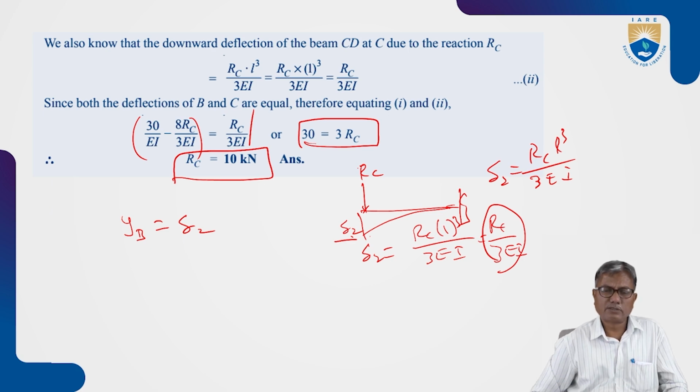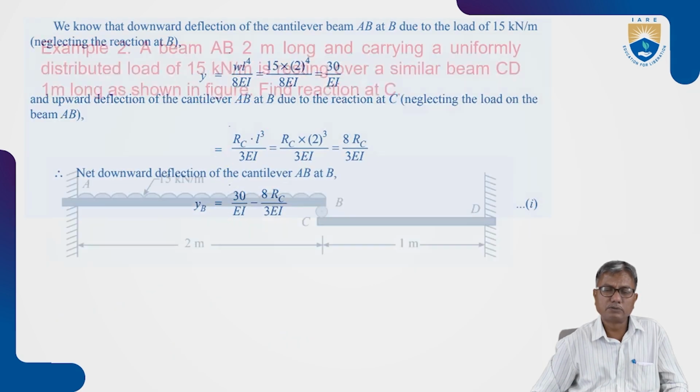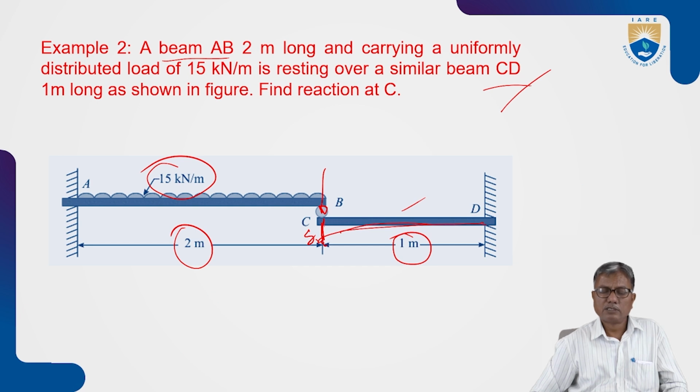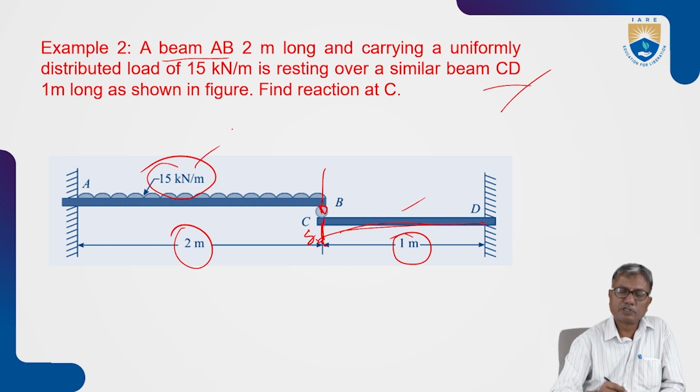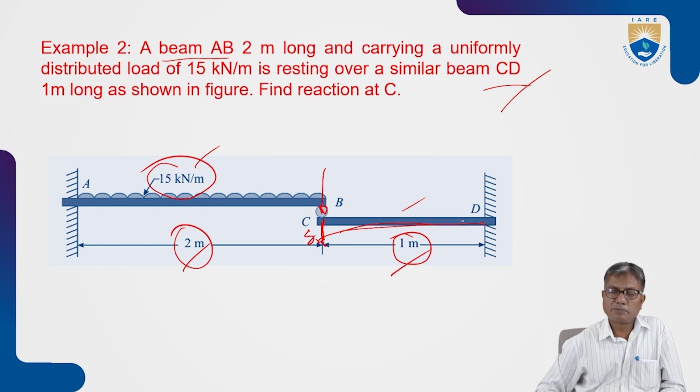So, by observing this, the value of RC depends on the UDL intensity acting on AB, and also the spans AB and CD. It depends on these three factors.